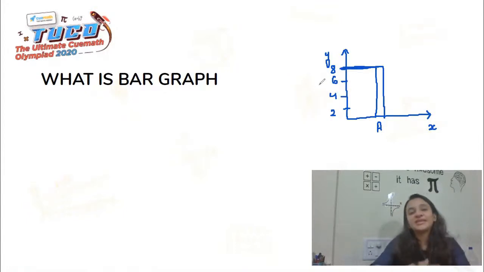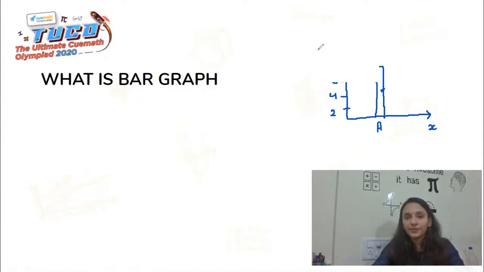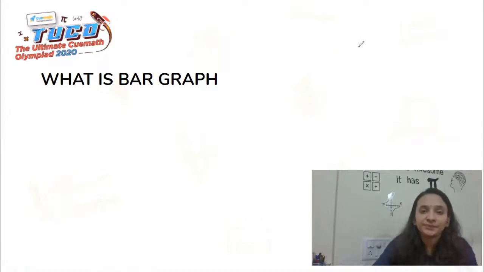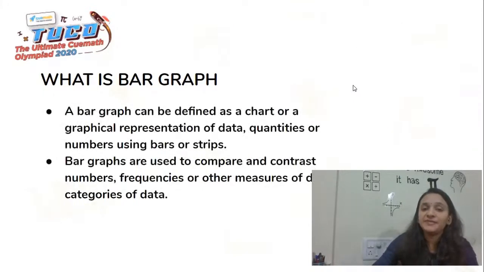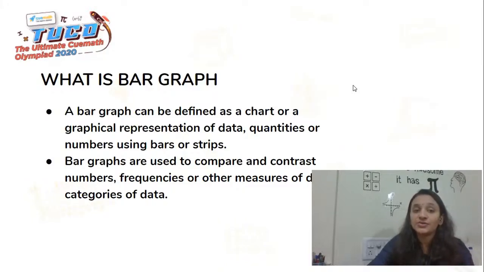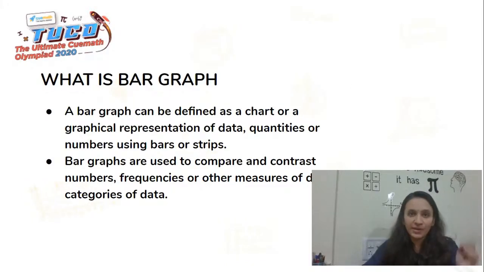So this is just a simple example that I'm giving you with respect to a bar graph. So you have such bars, instead of having pictures which we had in a pictograph. So let's see what the definition is. A bar graph can be defined as a chart or a graphical representation of data, quantities or numbers using bars or strips, just as I told you, the bars or the strips.